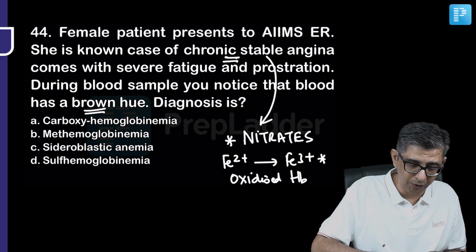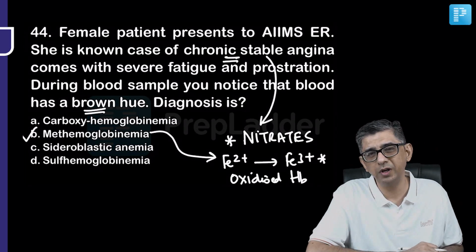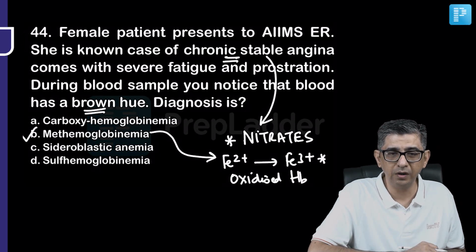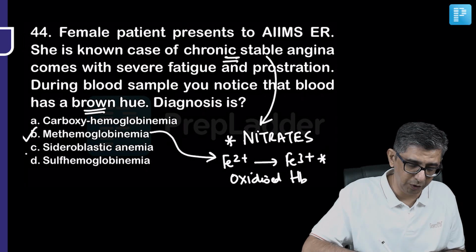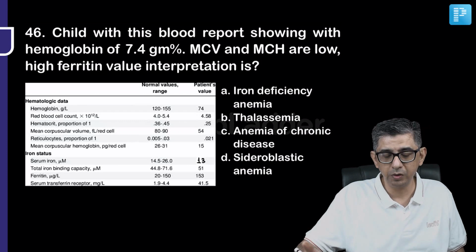This oxidized hemoglobin is what is called methemoglobinemia. Carboxyhemoglobin anyway would be causing a cherry red discoloration, and the remaining options were anyway dummy choices in this question.